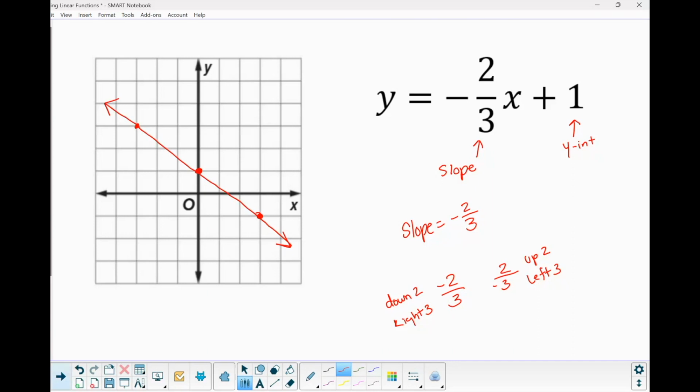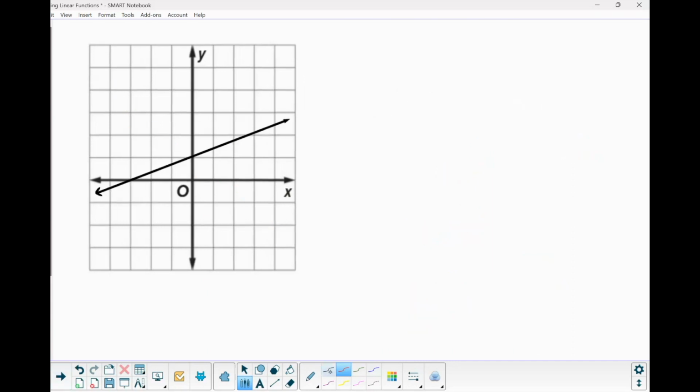All right, we've got one more. So here we have a graph we're going to create an equation for. So I already know, remember your y equals mx plus b. I'm looking for my slope and my y-intercept. So first I'm going to start with my y-intercept. My y-intercept looks to be right about here. That's at positive 1. Now, how do I get from this point to the next? Well, let's look and see. Our next point looks to be about right over here.